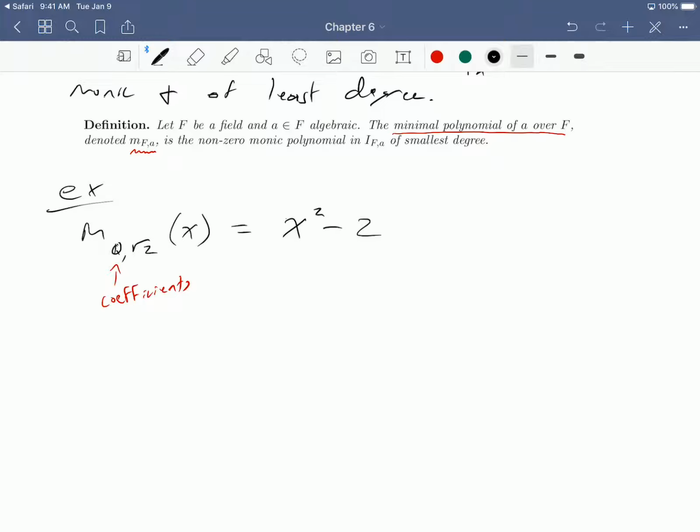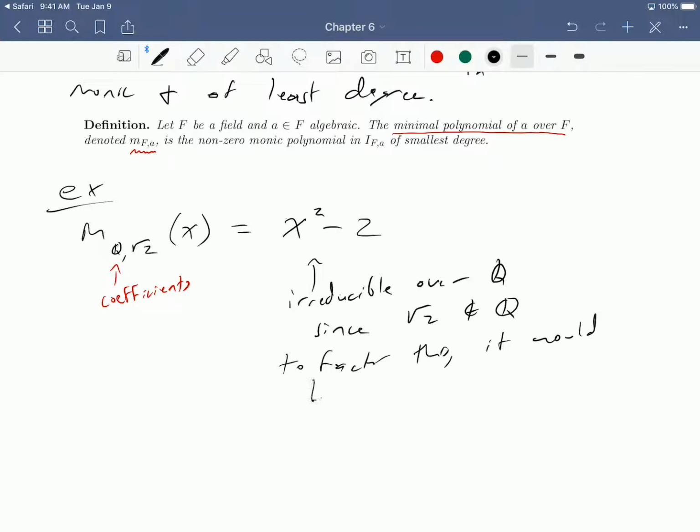So I cannot find a linear polynomial that root 2 is a root for. I know that because this is irreducible over q because root 2 is not in q. If I wanted to factor this, it would be a product of two linear terms: x minus root 2 times x plus root 2. But root 2 is not rational, and so that factorization is not valid over q.